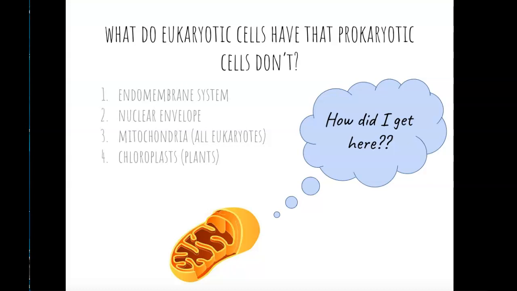They also have a nuclear envelope, which is the surrounding membrane around their nucleus that keeps the DNA in a central location. They have mitochondria, which is something that all eukaryotes have, and they have chloroplasts, or some of them do, if they're plants or if they do photosynthesis as a single-celled organism.